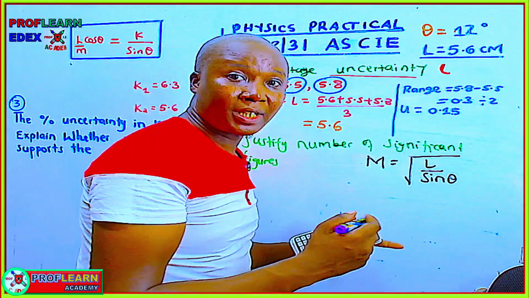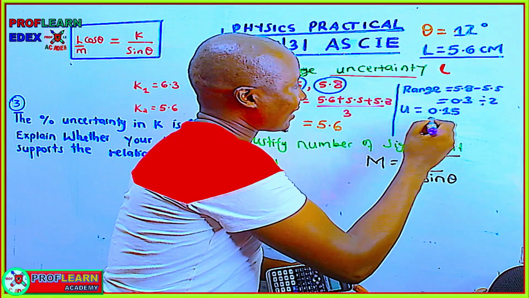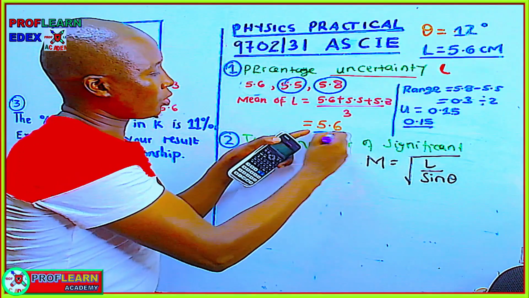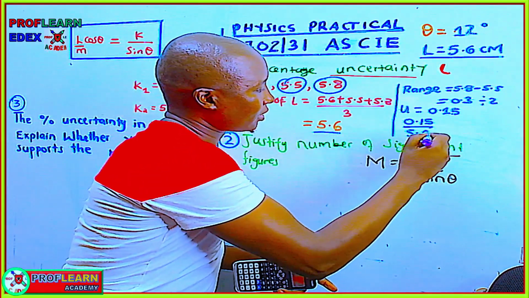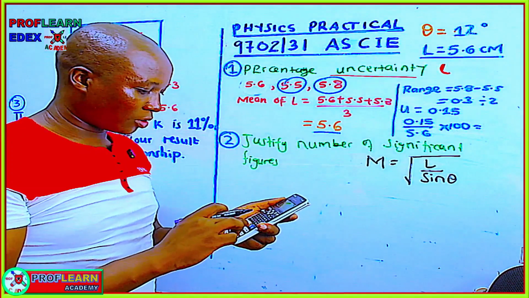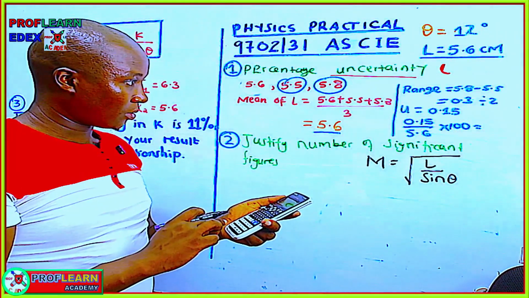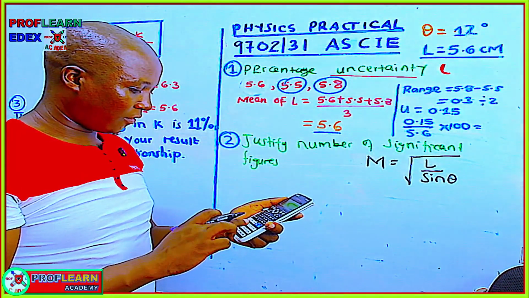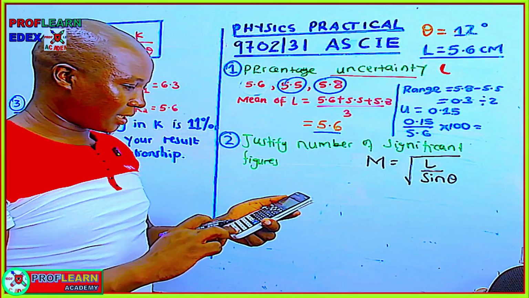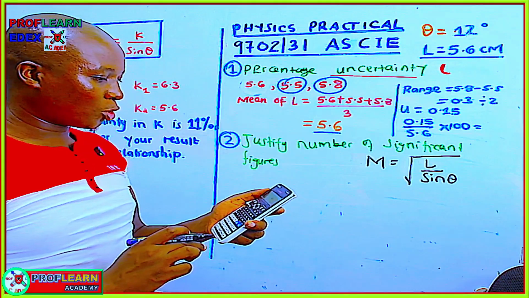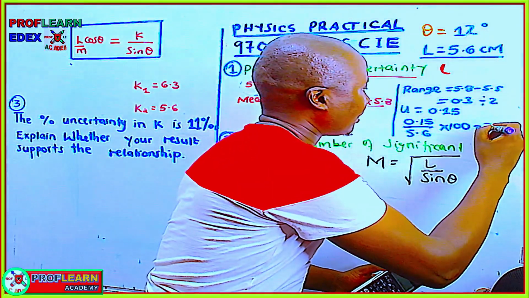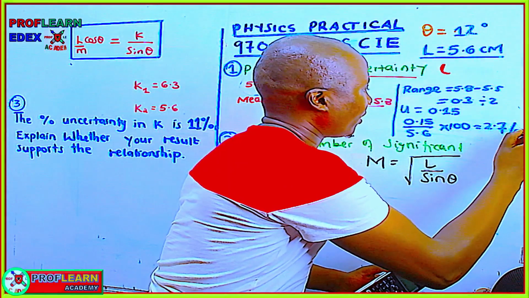Once you have the uncertainty, you are going to say uncertainty, which is 0.15, over the mean that you had gotten, which is 5.6, times 100. Let's work it out: 0.15 divided by 5.6 times 100. This is going to give us 2.7. So your percentage uncertainty is 2.7%.